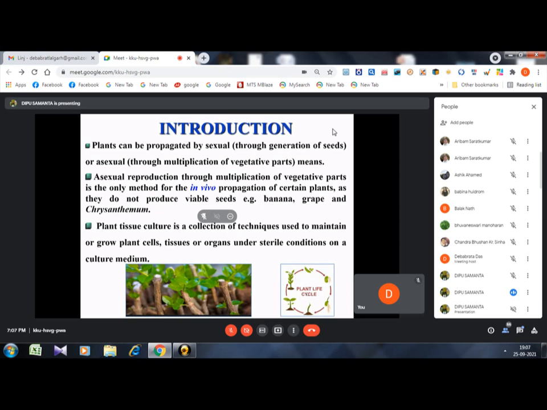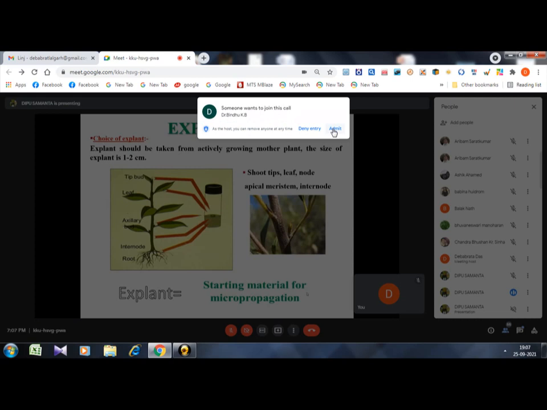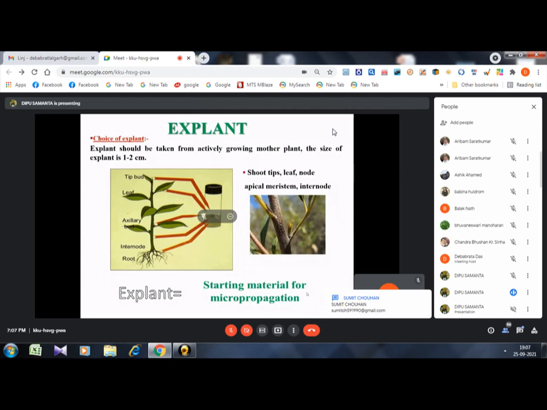So now coming to in vitro culture. Before starting, one term we have to know is explant. The meaning of explant is the starting material for micropropagation or any culture. The choice of explant is a very important thing. The explant should be taken from an actively growing mother plant. The size of the explant is maintained at 1 or 2 centimeters.